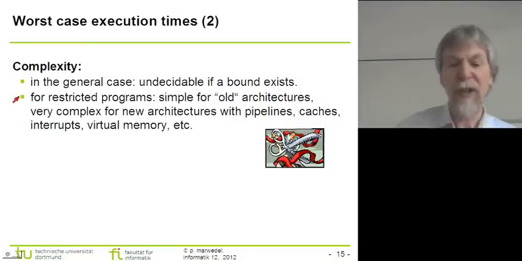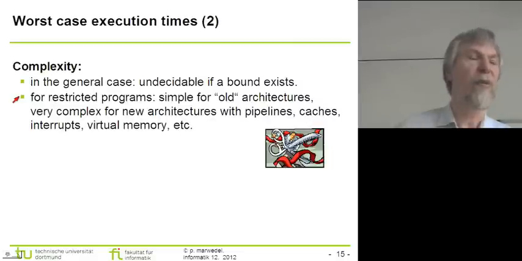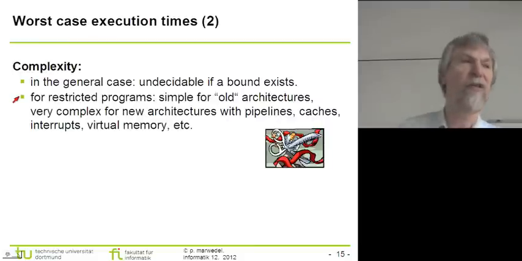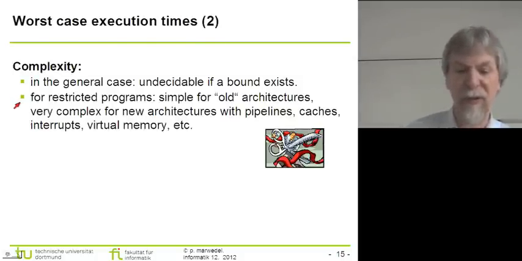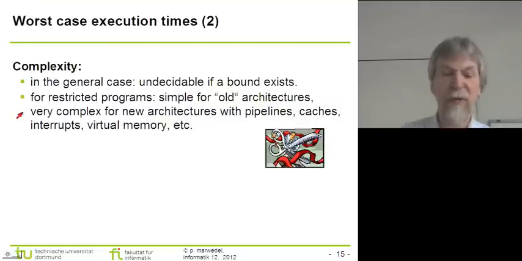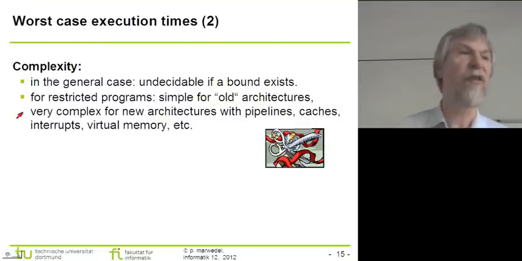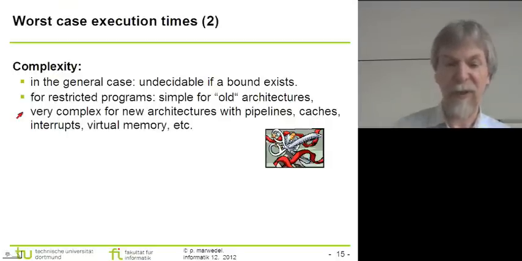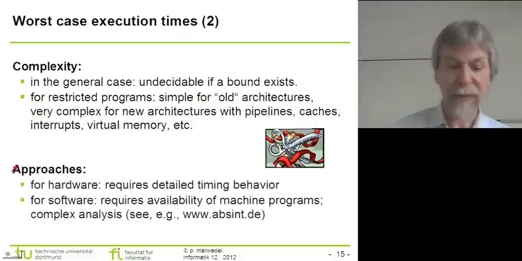However, fortunately, for restricted programs, we can figure out whether or not the program terminates. Also, if we have some old architectures for which a certain execution time is included in the assembly language handbook, there it's relatively easy to compute a worst-case execution time. It's more difficult for new architectures that come with caches, pipelines, interrupts, virtual memory. There it's very difficult to come up with good estimates of this worst-case execution time.